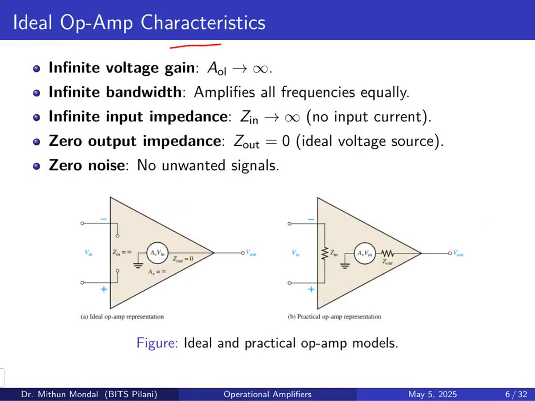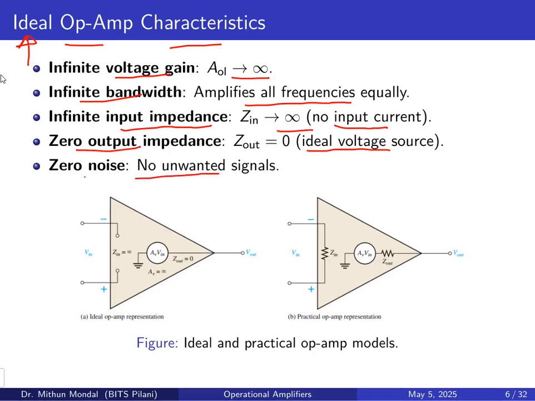When we talk about the characteristics of op-amp, first we consider the ideal condition, and then we will discuss the practical condition. In the ideal condition, the voltage gain will be infinite under the open loop condition. The bandwidth will be infinite, so it will amplify all frequencies equally. The input impedance is infinite. It means no input current is required to drive the amplifier. Zero output impedance, so it is an ideal voltage source. There are no unwanted signals in the form of noise. So this is the ideal op-amp circuit.